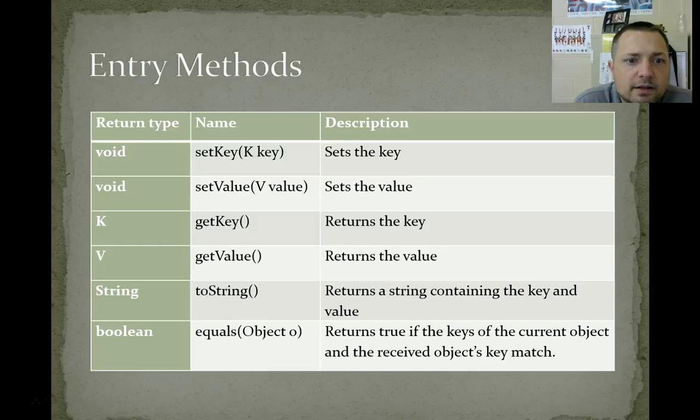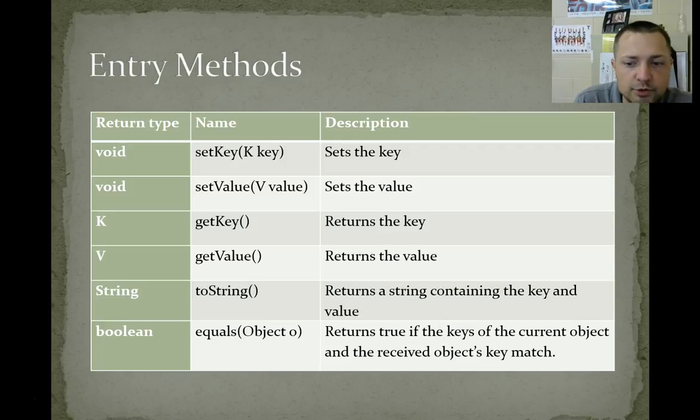Methods. Void setKey. Oh, this is for entry methods. This was throwing me off. So we're going to create a class called Entry, which is going to be used for storing a key and a value. setKey allows you to set the key value of an entry item. setValue allows you to set the value. We have getKey, we have getValue, we have a toString that'll print off the key and its value.